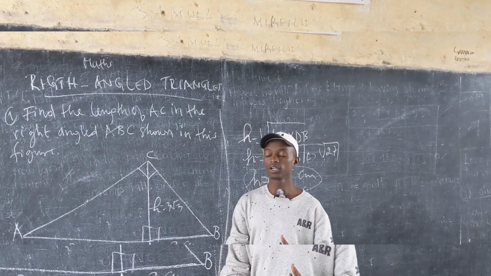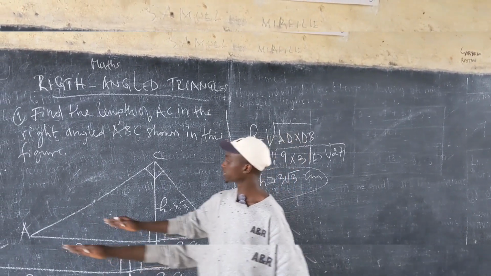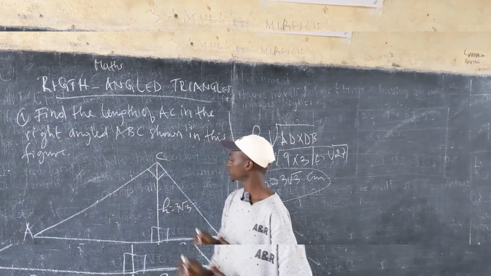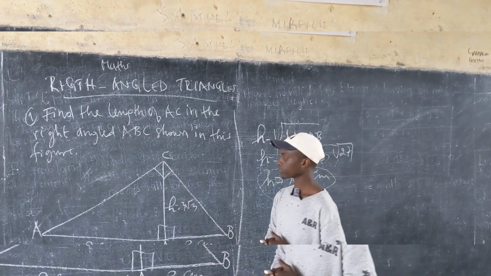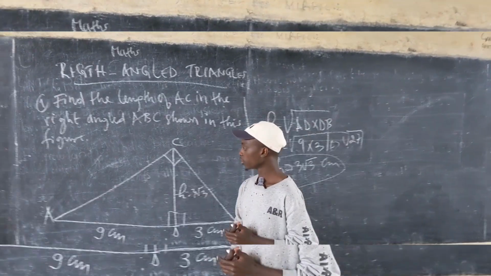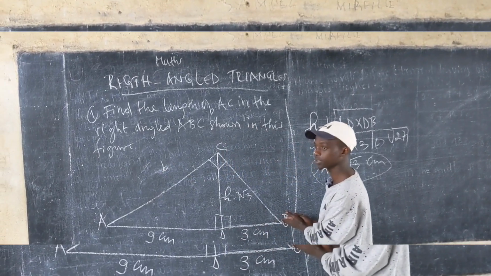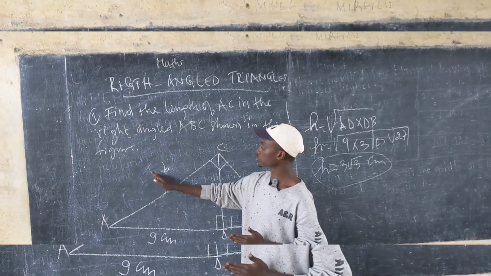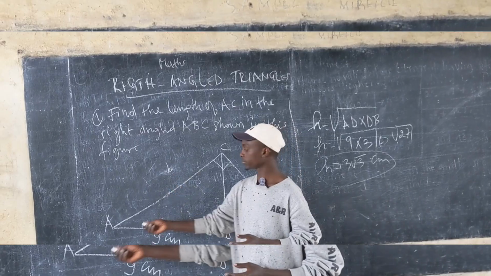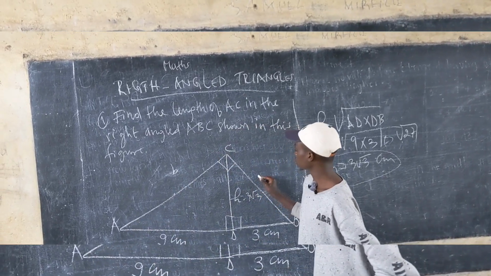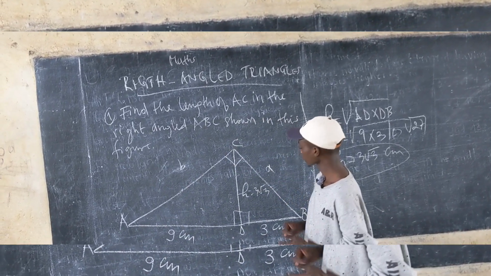Here I can show you another way of calculating the sides AC and CB. This is quite simple. If this side is B, the midpoint side should be small b. Let's call it small b, and this other side small a.